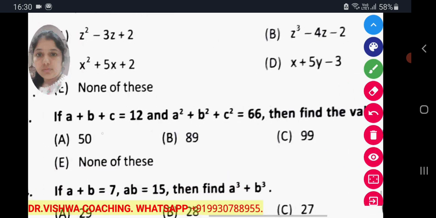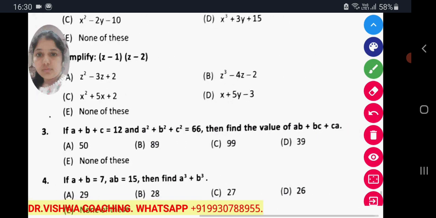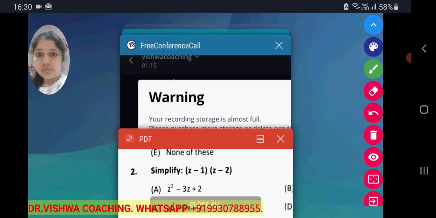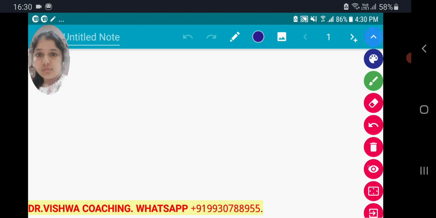Now the next one: a plus b plus c is equal to 12, and a square plus b square plus c square is equal to 66. Then find the value of ab plus bc plus ca. Now we know one formula that is related to the addition of three terms. Which was the formula?